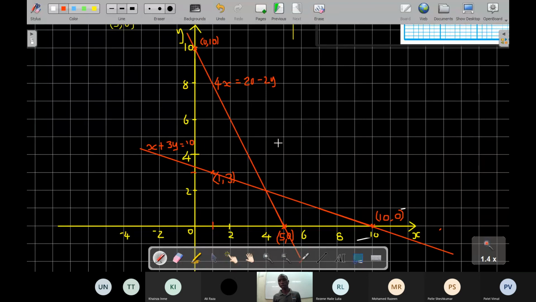Okay. So now if I ask you, what is the solution to these simultaneous equations? What's the value of x and what's the value of y? Who can tell us? Yes, unmute yourself and tell us. Do you see where the two lines are meeting? X is equal to 4 and Y is equal to 2. Yeah, as simple as that.